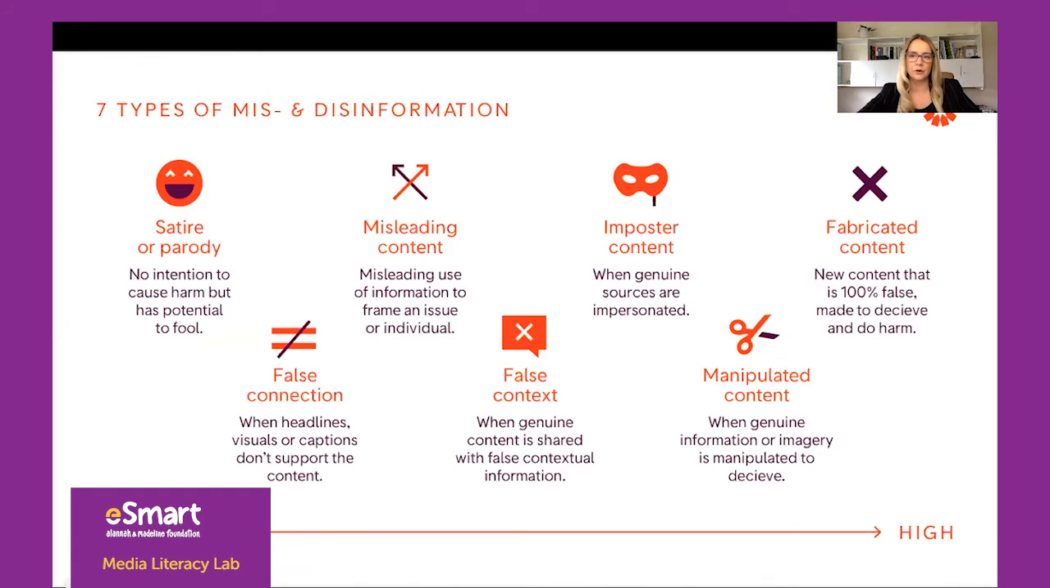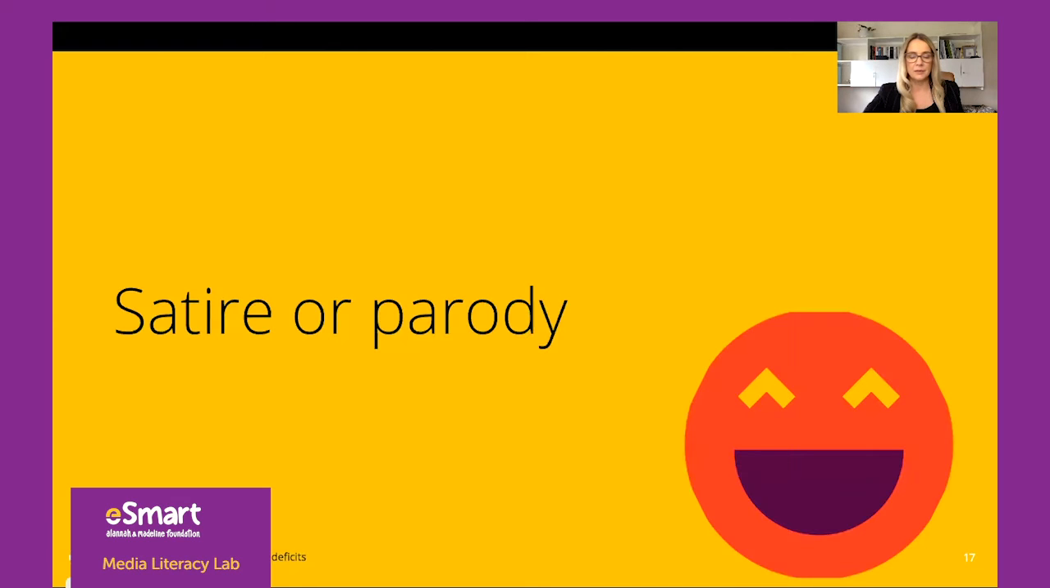that they're referring to. Misleading content, I'll show you some examples of that, where a misleading use of information is really used to frame an individual or an issue, and we'll go through and I'll show you various different examples of where we get on this spectrum and right through to just completely false context and manipulations.